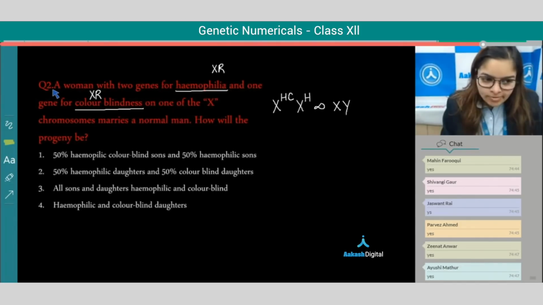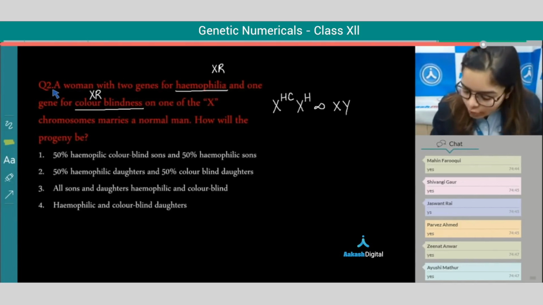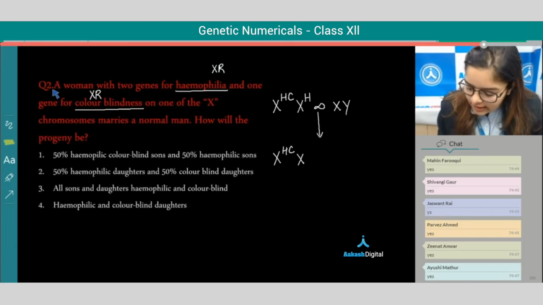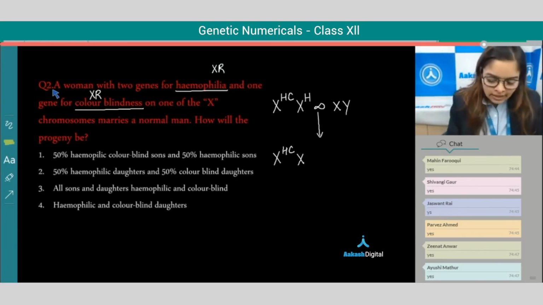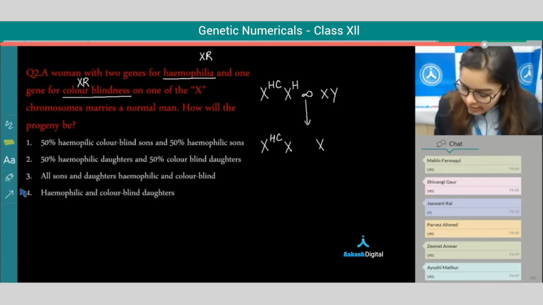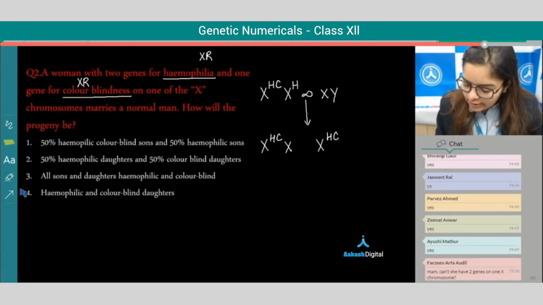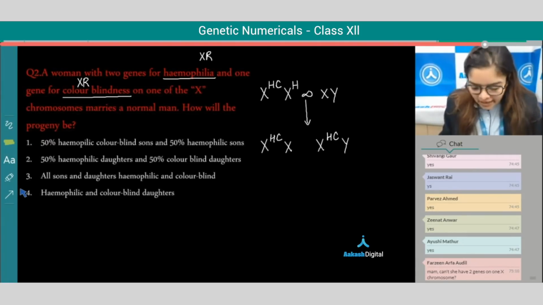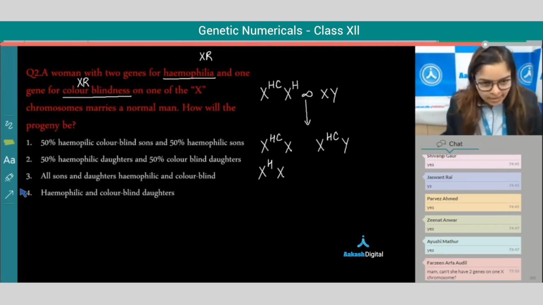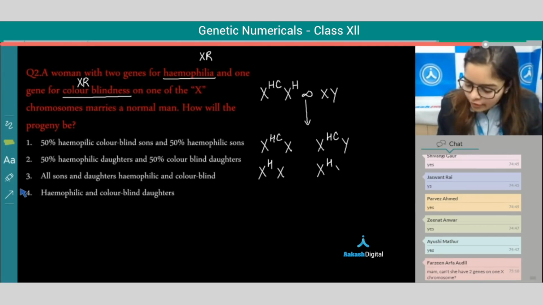She marries a normal man. You have to tell me the progeny. So how will the progeny be, children? Can I say hemophilic colorblind carrier female? Hemophilic colorblind male? Hemophilic carrier female and hemophilic male.